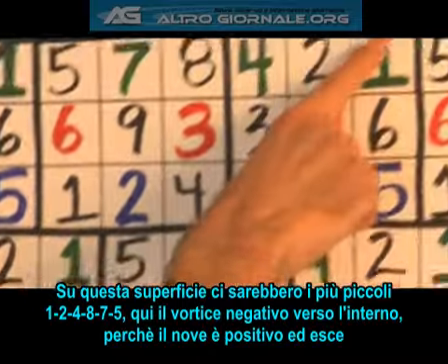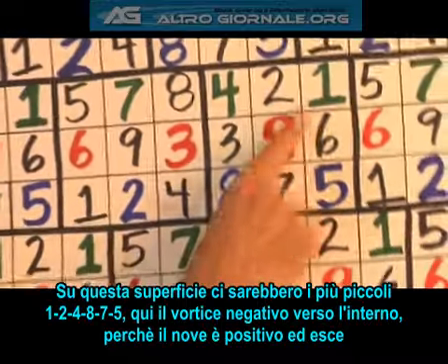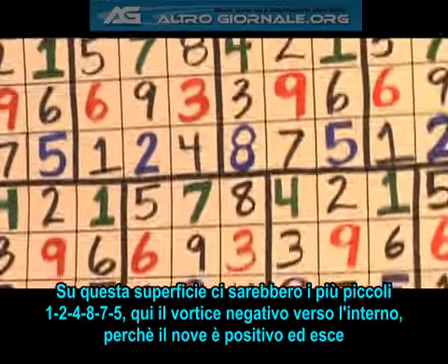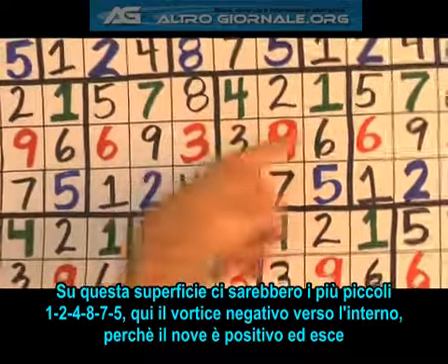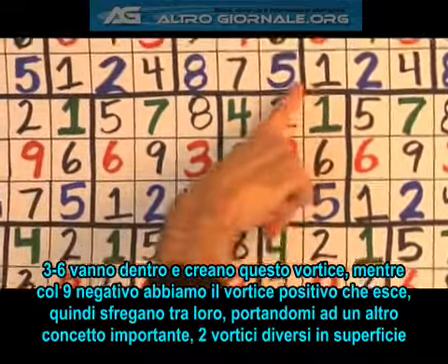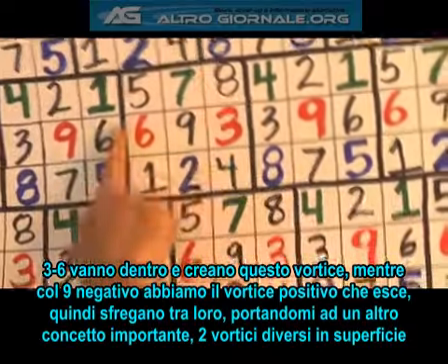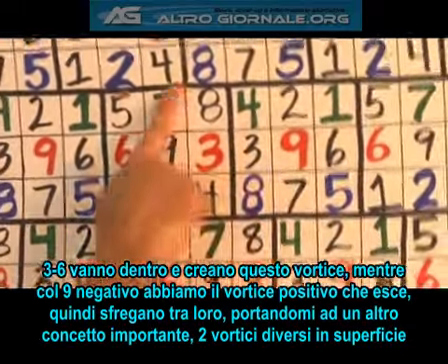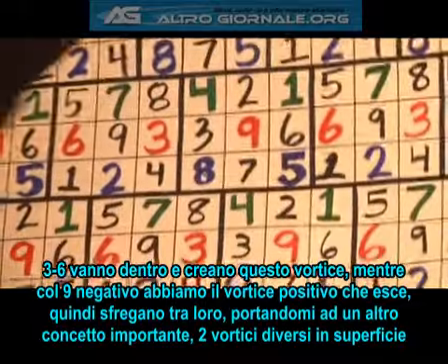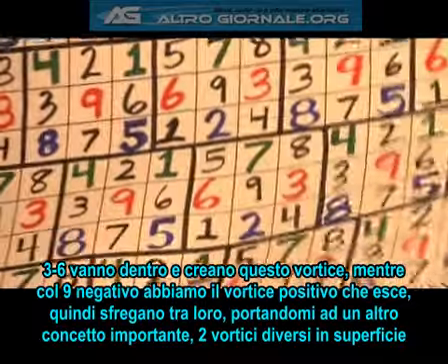Here's a negative vortex going in because my 9 is positive, so when my 9 is coming out, the 3 and 6 are going in and they're entraining this vortex in. Where my negative 9 is, I have a positive vortex coming out. And they're actually shearing against each other, which brings me to another important point.